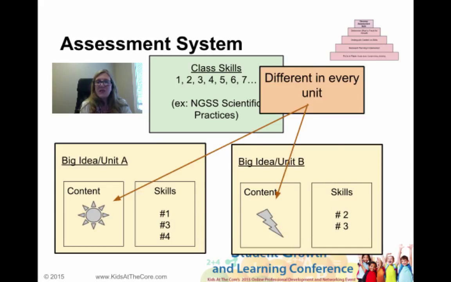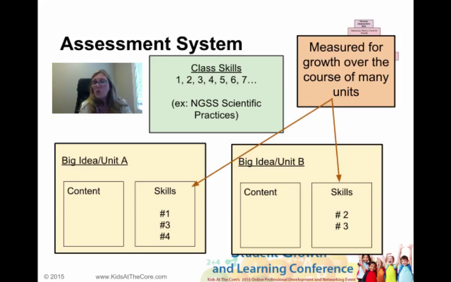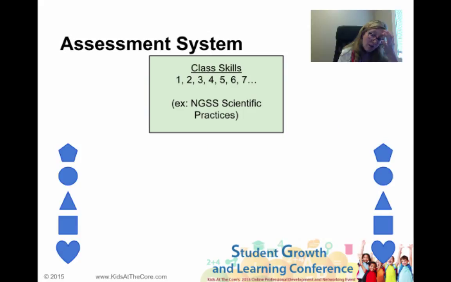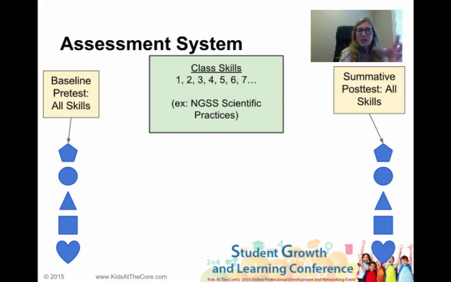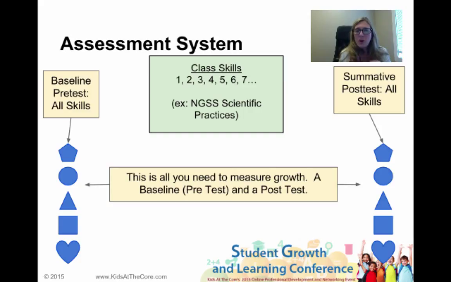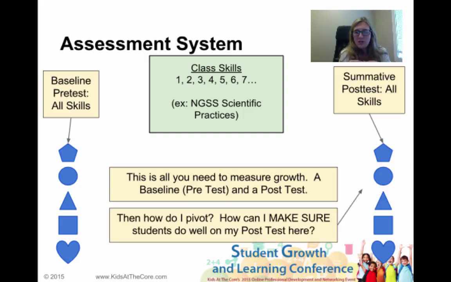Knowing that the content is different in every unit, but the skills are what we're going to be able to measure and monitor over time for growth. And these skills are what we would consider the essential elements, these pieces that have leverage and readiness for the next level of learning. So if we were to baseline them in those important skills at the beginning of the instructional interval, we would be able to find out where students are starting in that particular set of skills. And of course, that post-test would show how much they've grown in those particular skills. Now, in order to talk about growth in those skills, this is really all you need. That is all you need in your assessment system.